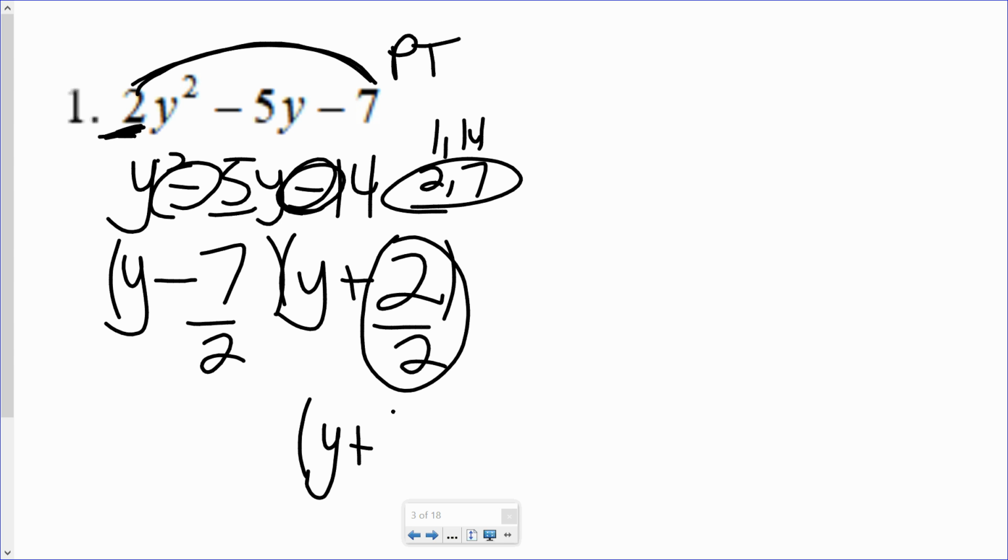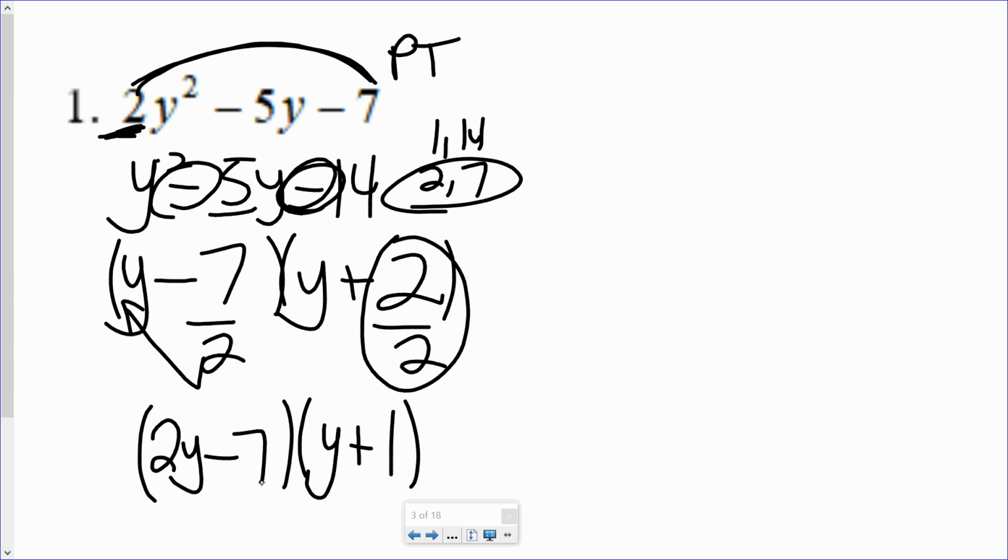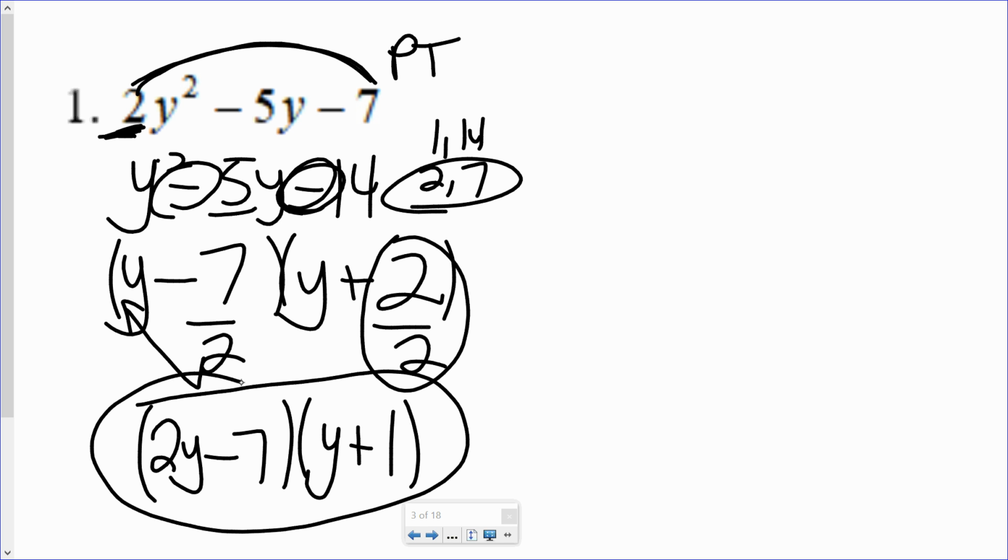2 divided by 2 is 1. And for the other one, the denominator goes in front of the variable, and the rest of it stays the same. And that's the bridge method.